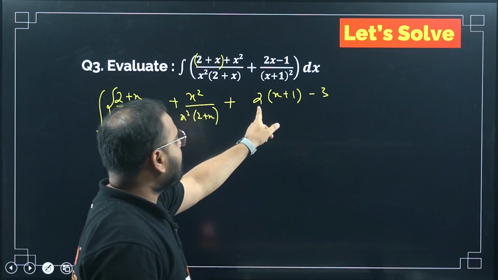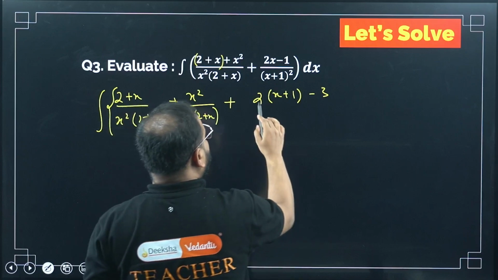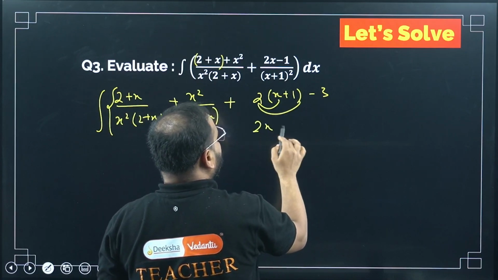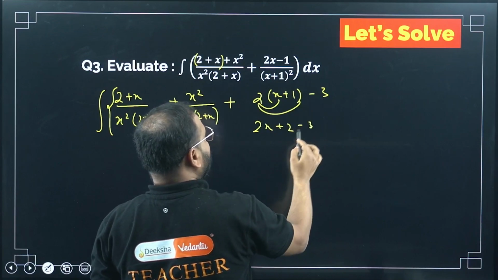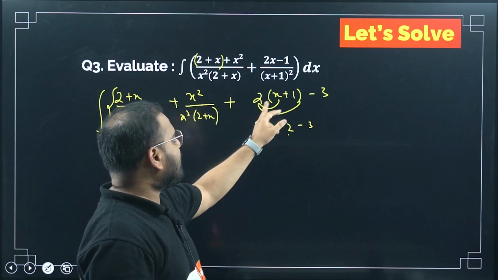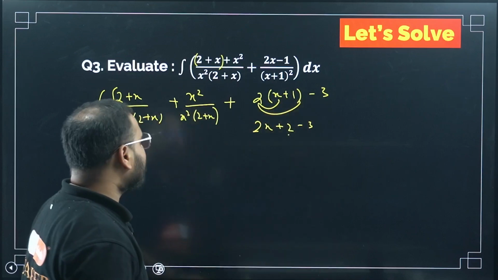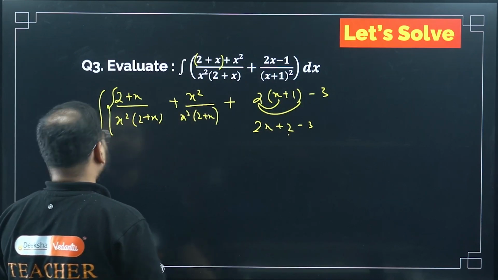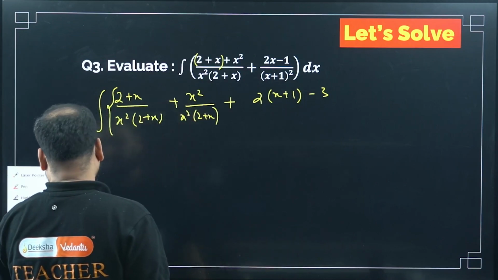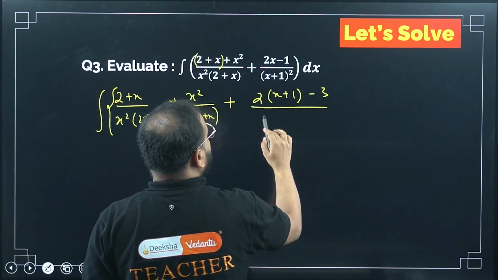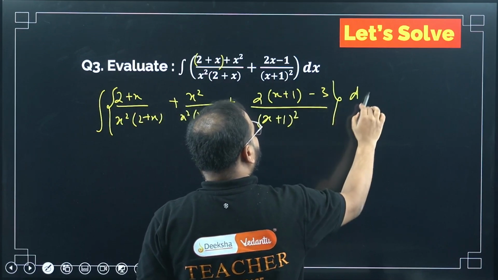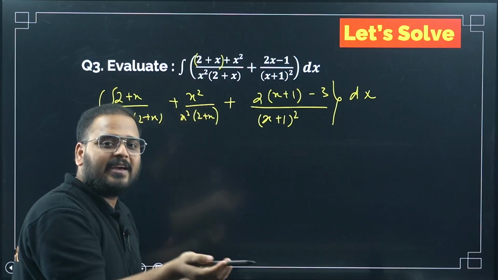Please check how. Let me simplify this. 2 times x is 2x. 2 times 1 is plus 2, and there is a minus 3. 2 minus 3 is minus 1. So 2x minus 1 I can rewrite as 2 times x plus 1 minus 3. I hope this is simple, I hope you understood this part, and I hope this was not fast. Let's move ahead. This we write as x plus 1 the whole square. That's why I said we have to make certain modifications to the function to make it easy to integrate.